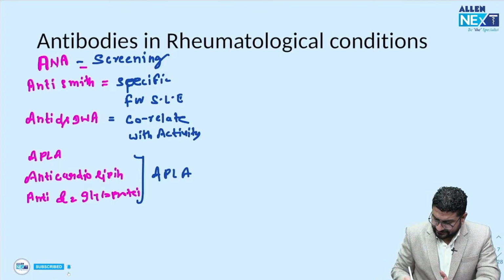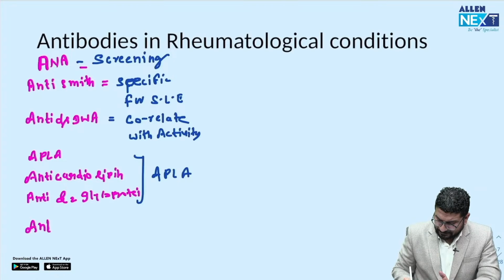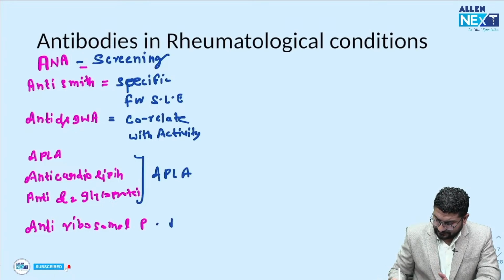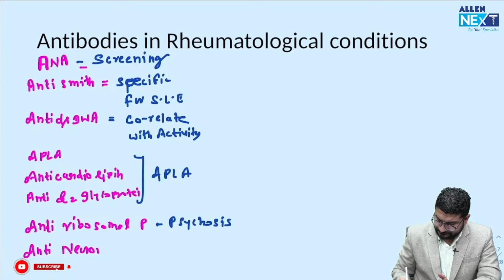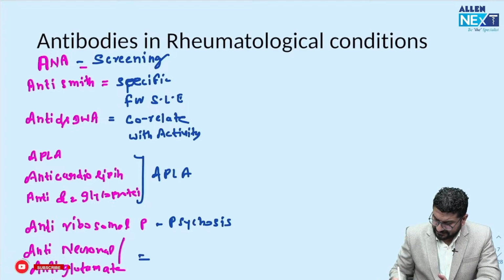In SLE we can see sometimes anti-ribosomal P antibody. So remember, P for psychosis. This is responsible for causing psychotic features in SLE. And if you have anti-neuronal antibody, or I can say anti-glutamate, this antibody is responsible for neurological features, CNS features in SLE.